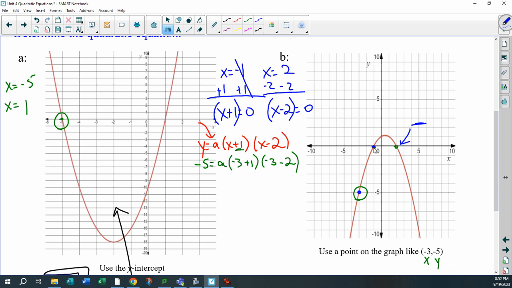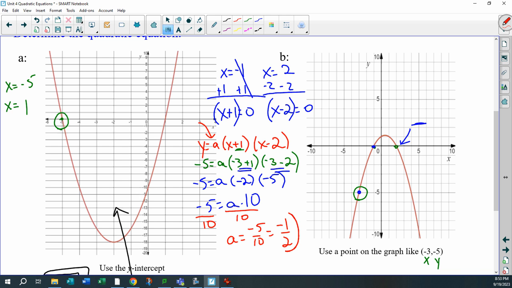Combine these together, you're going to get minus 5 equals a. This combined is minus 2. This one is minus 5. Minus 2 times minus 5, of course, is 10. So you get 10 times a. All you have to do now is divide by 10, divide by 10, and look what you get. You have a is negative 5 over 10, or negative 1/2.